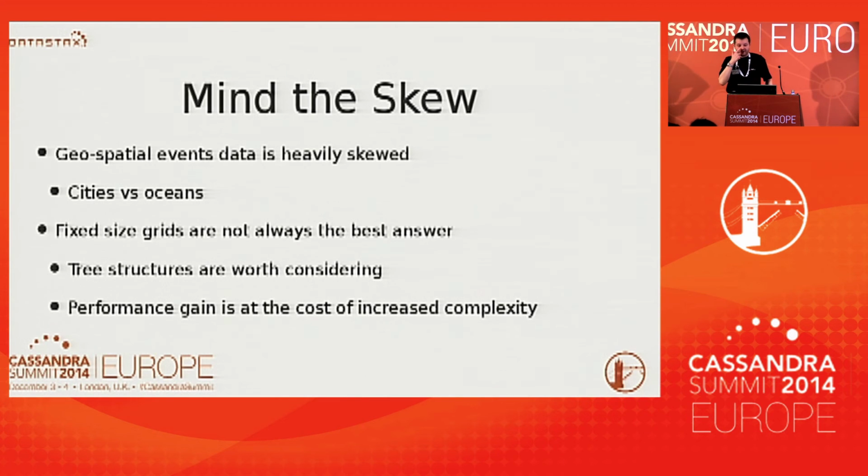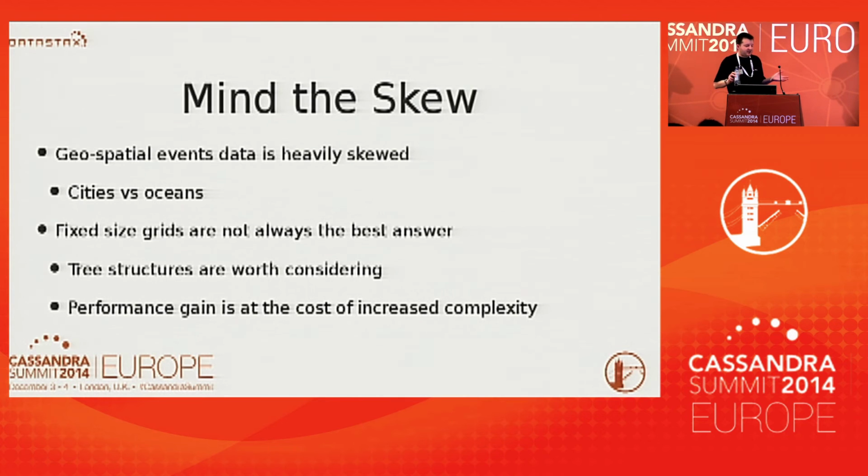So this skew is a huge problem for geospatial applications, particularly anything that's user-generated data. Just think about the cities versus the oceans. You've got huge tracts of the Earth's surface where basically nothing happens in social media terms because there aren't any people there. And then you've got cities like London, New York, where a lot happens. So a fixed size grid, although it suits visualizations quite well, is the right technique to use if you're rendering things on a map at a particular resolution, it's not always the best structure for other reasons. So sometimes tying together these different resolution grids into a tree structure is worth considering.